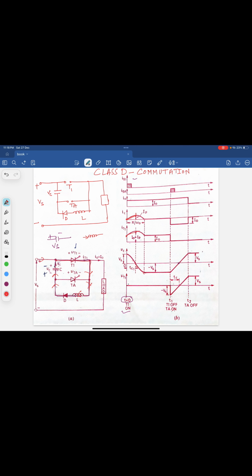At the same time you can see the current through the thyristor. So one current is flowing through this, and through the load, passing through the load and to the return path. So it is the I naught, that is the load current, and IP the peak value. Both are passing here.